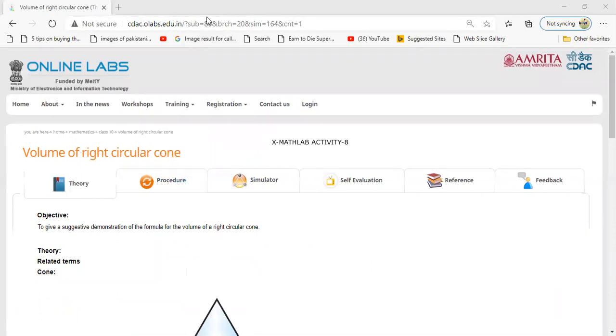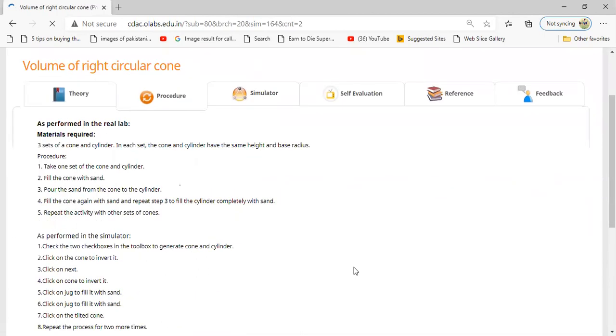So now we can see the procedure. Three sets of a cone and cylinder. We have to take 3 sets of a cone and cylinder. The cone and cylinder in each set have the same height and base radius. Take one set of the cone and cylinder, fill the cone with sand.